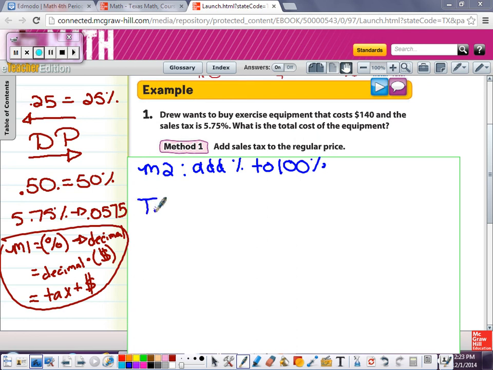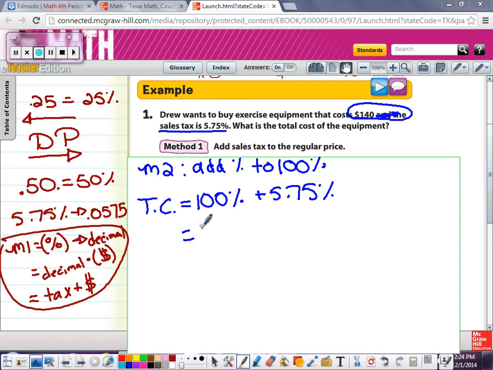So to find the total cost now, there's an easier way. You want to know exactly what percent you're multiplying everything by. Well, here's how you do it. You know that the exercise equipment itself costs $140. $140 is 100% of the price. That's the entire price in a percent form. We're also going to add to that the sales tax, which is 5.75%. All right, so I have 100% and 5.75%. Both of these things are percents, so they can be added. When I add them, I get 105.75%.